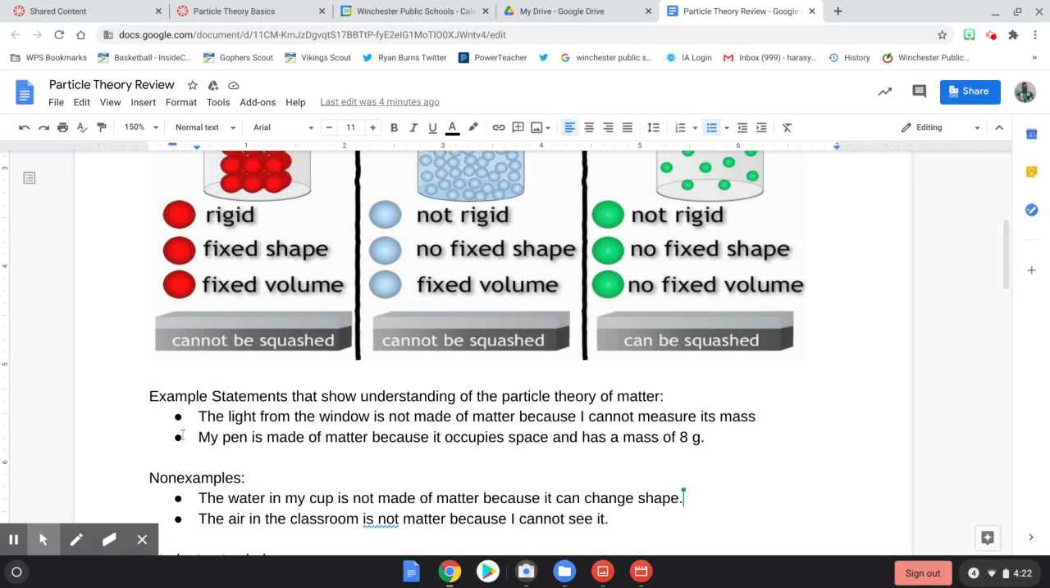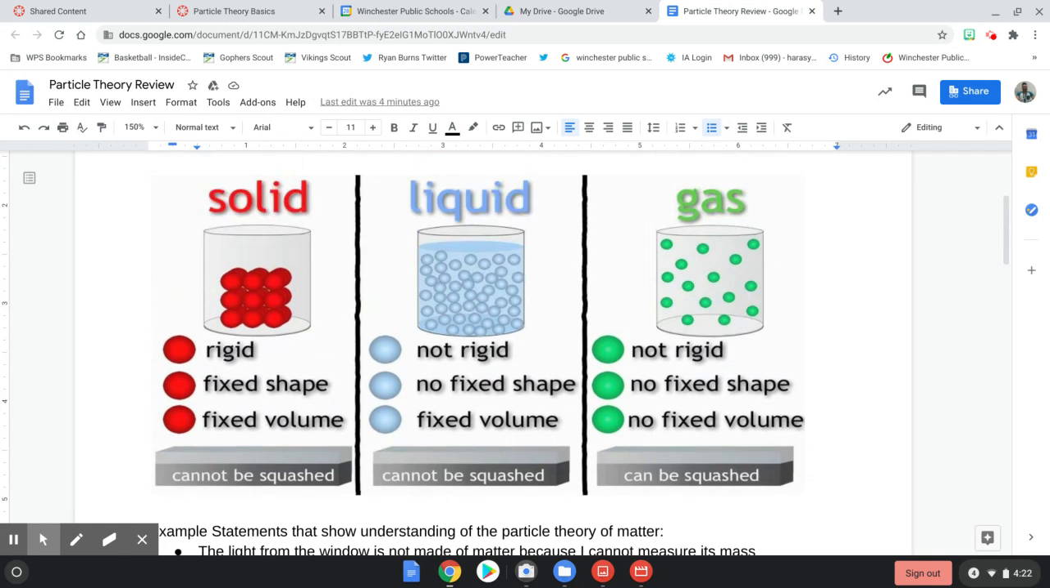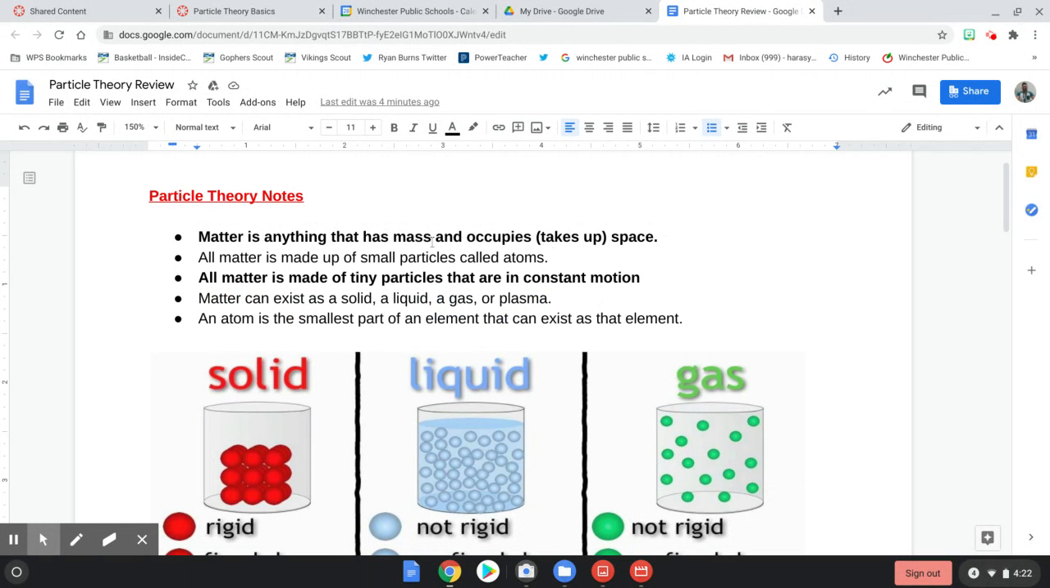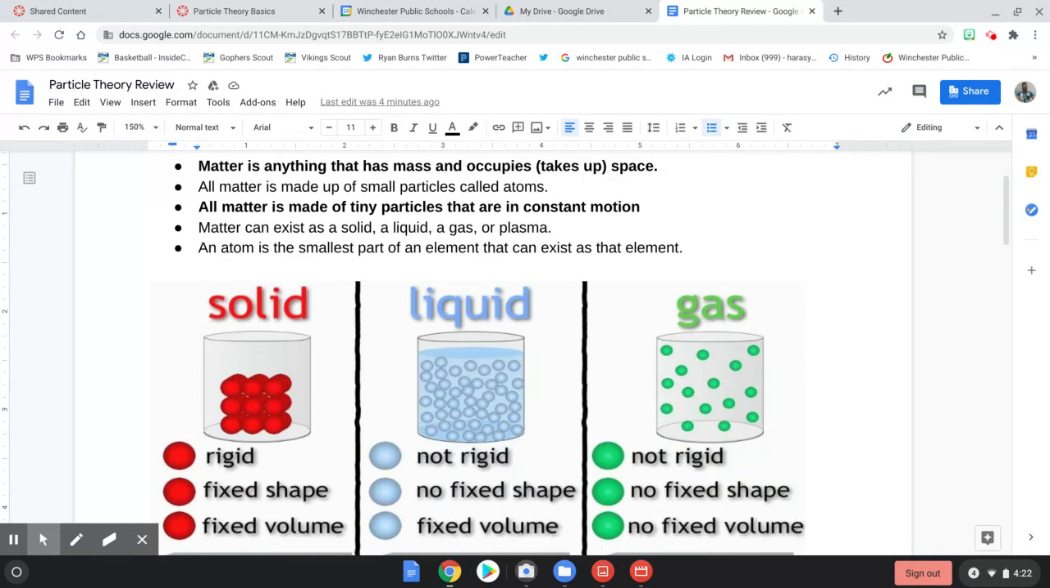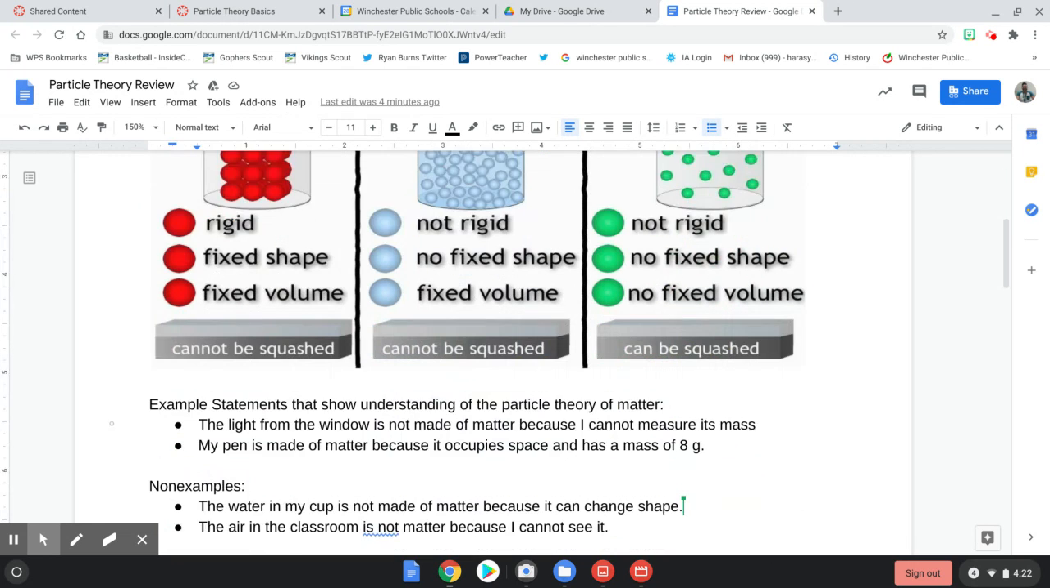Second example statement. This is a true statement. My pen is made of matter because it occupies space and has a mass of 8 grams. Well, that's, again, this first bullet point. Matter is anything that has mass and occupies space. And that fits both of those criteria.